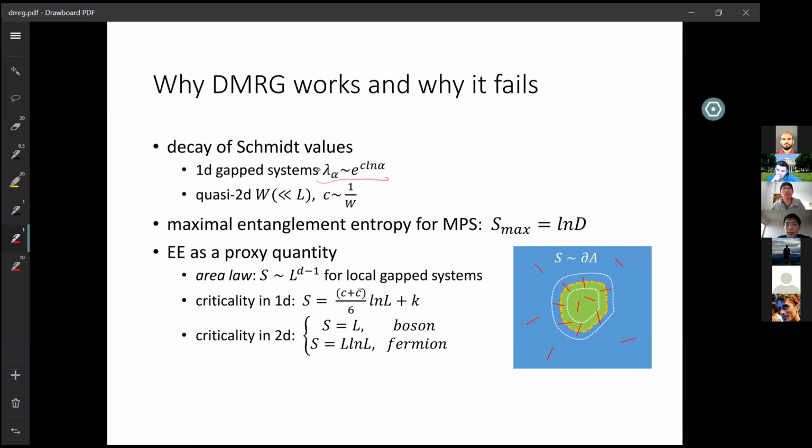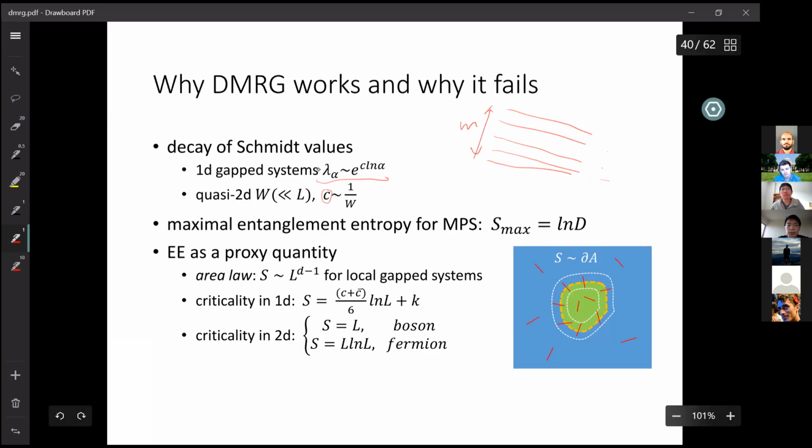Like I said before, if you include more and more 1D chains to form a quasi-2D system, so the chain is infinitely long, but there is a finite width in this direction, then you find the decaying power drops, as 1 over W. Once you get to the real 2D system, basically it doesn't decay as a power law, I guess.